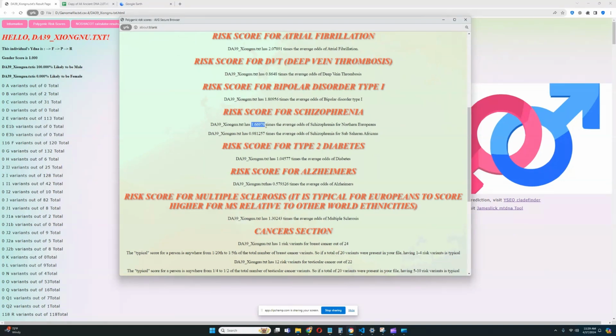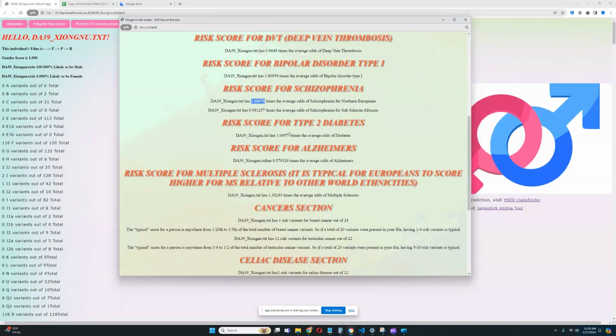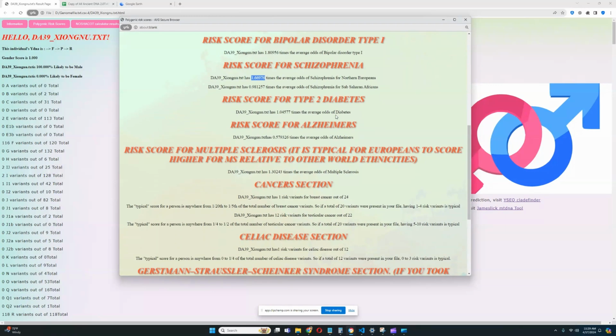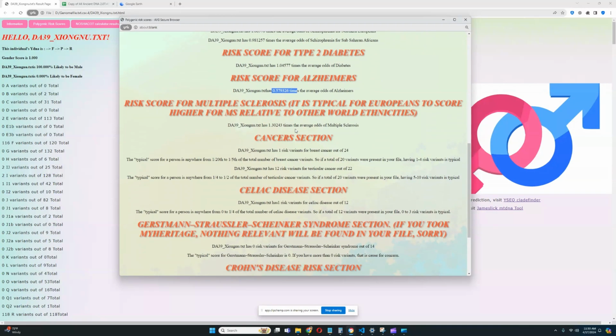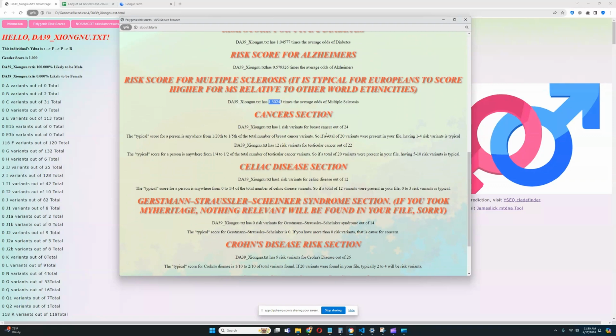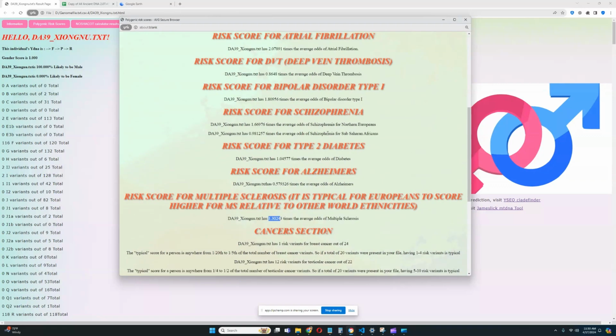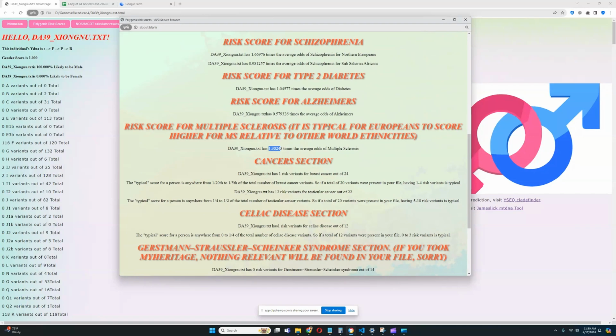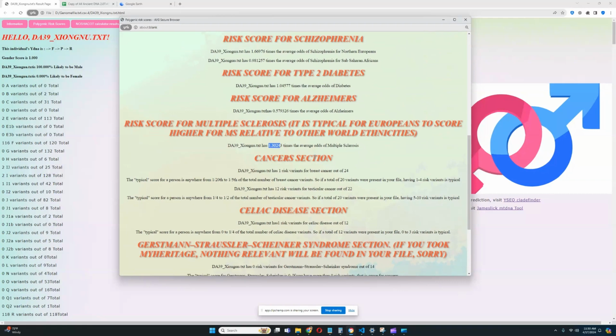So he's got a high score for bipolar type 1. He's got a slightly high score for schizophrenia as well. But that's relative to Northern Europeans. Once again, Northern Europeans have sort of a protection from psychotic illnesses. For type 2 diabetes, he's got average score for that. For Alzheimer's, average score. For multiple sclerosis, spot on average score. I don't really see any problems here aside from the blood pressure in this file.